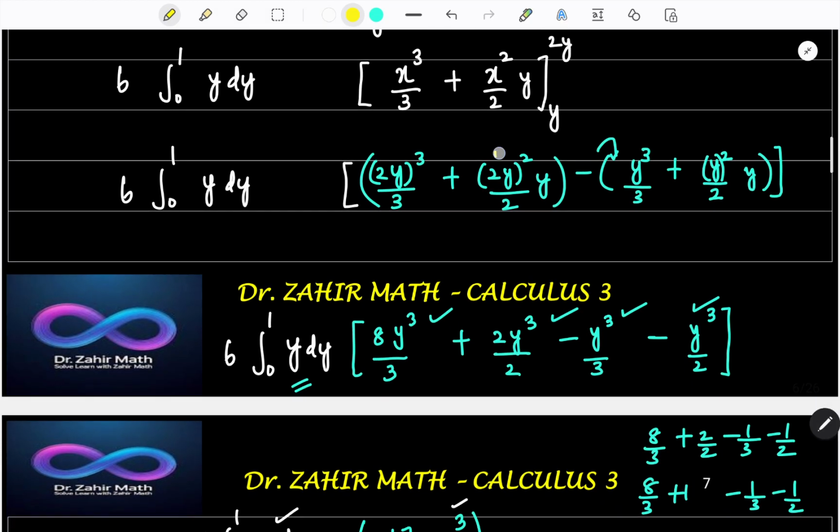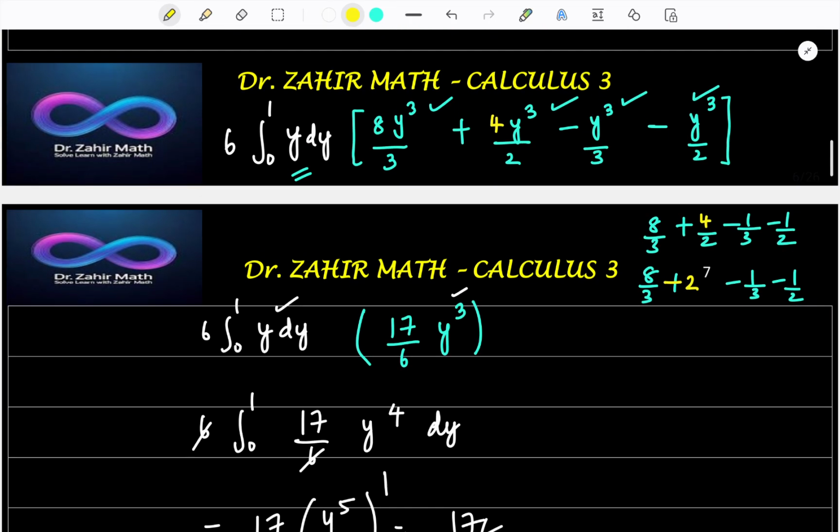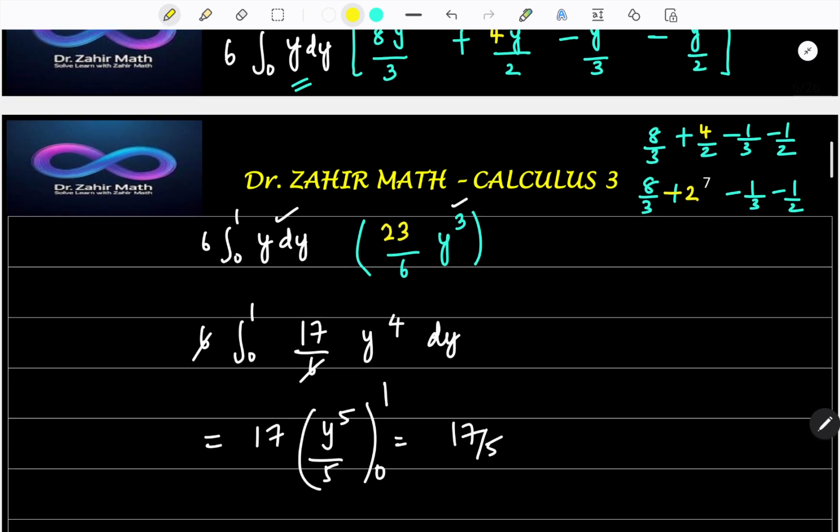This is 2y square by 2, which is going to become, 2 square is how much? Which is 4. 4y cube divided by 2 minus y cube by 3 minus y cube by 2. So this is 4 by 2, which is going to become plus 2, right? So let me check now, which is 8 by 3 plus 2, which is 23 by 6. It is not 17, it is 23 by 6. Okay, and this is also going to become 23 over 6.